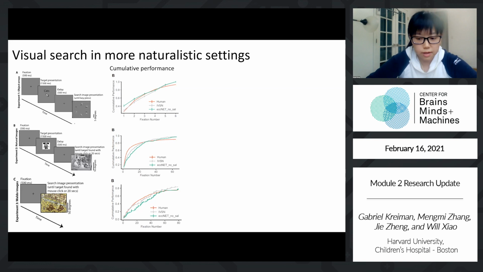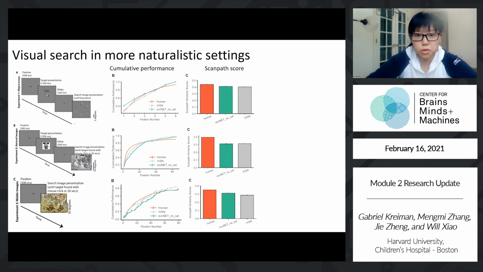Although eccentricity net is only able to assess very limited information from certain parts of the image due to eccentricity, its performance doesn't drop. It performs almost as well as humans. The second evaluation metric we used is the scan path similarity score. It tells you how similar two scan paths are in terms of their temporal and spatial dynamics. We could see eccentricity net did a better job compared with our previous model. It has a higher score.